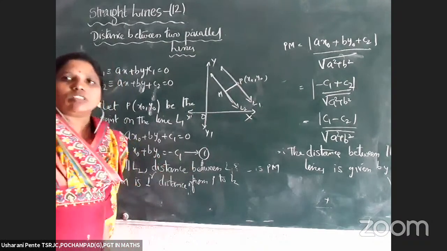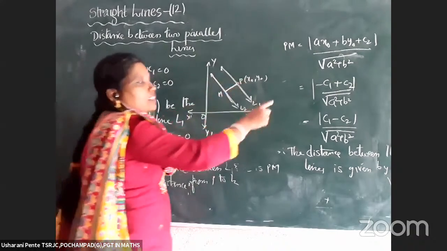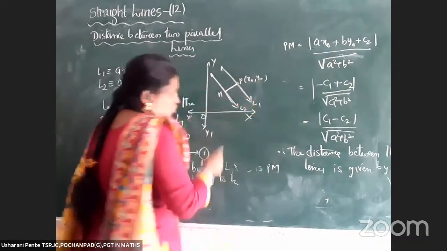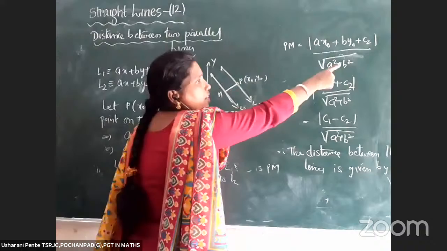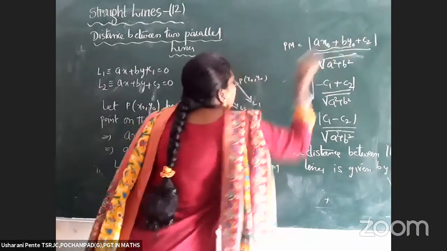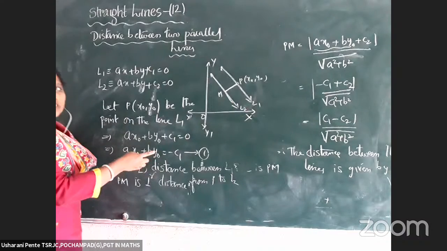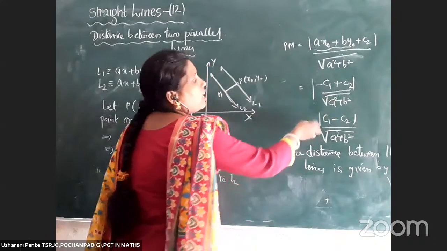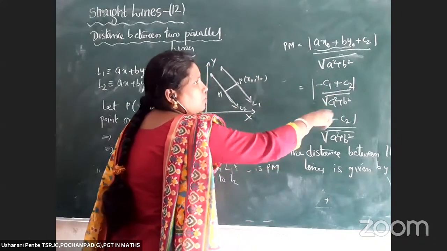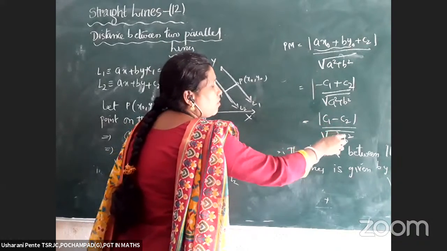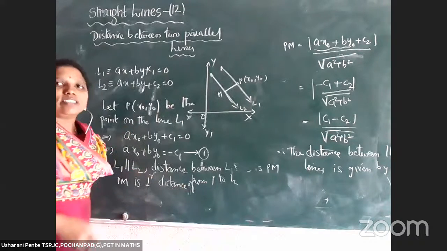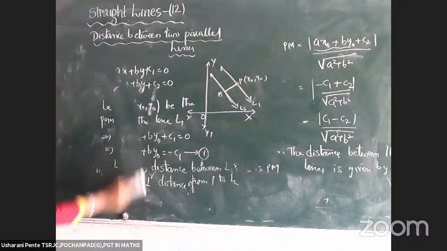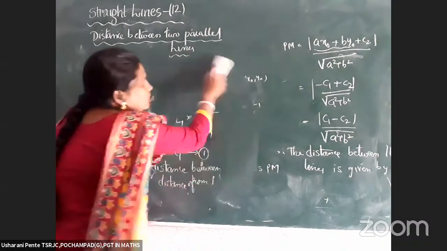Onto the line L2, we know the formula to find the perpendicular distance. Perpendicular distance is found by Ax naught plus By naught plus C2 by under root of A square plus B square. From equation 1, we know that Ax naught plus By naught is equal to minus C1. So we are substituting here minus C1 plus C2 by under root of A square plus B square. This can also be written as mod of C1 minus C2 by under root of A square plus B square. So this is how we will find the distance between the two parallel lines.